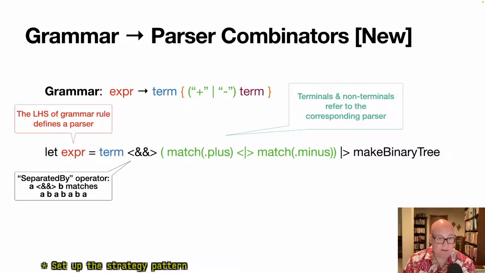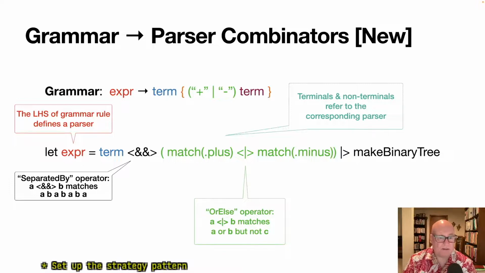Okay, and then this operator ampersand we're using is a separated by operator. It says A and B is A, B, A, B, A, B, A. So term plus term plus term minus term plus term. We're doing that repetition there. So that particular combinator is a little higher level. It's higher level even than the grammar rules, which are pretty high level already. But it's handy because in grammars we often have things separated by commas or things separated by operators and so on.